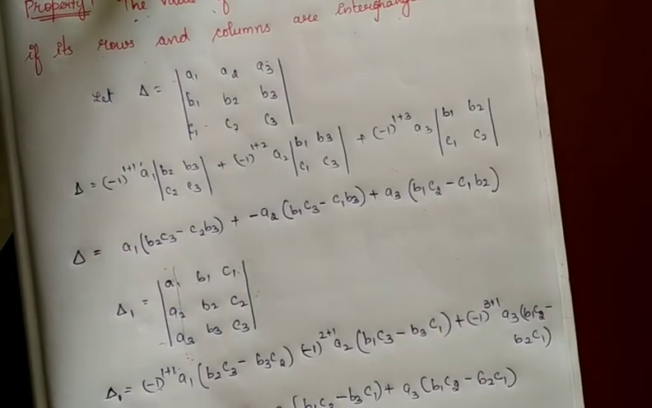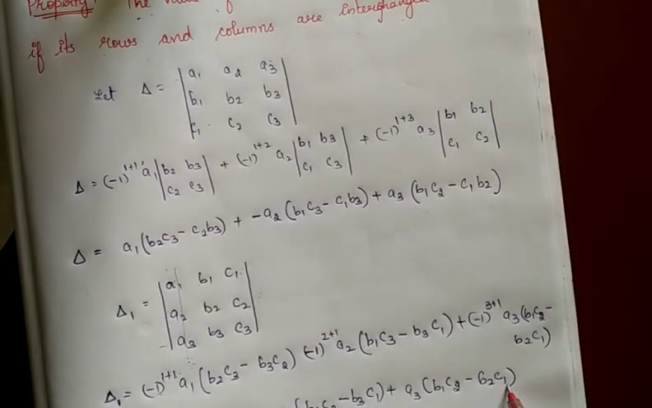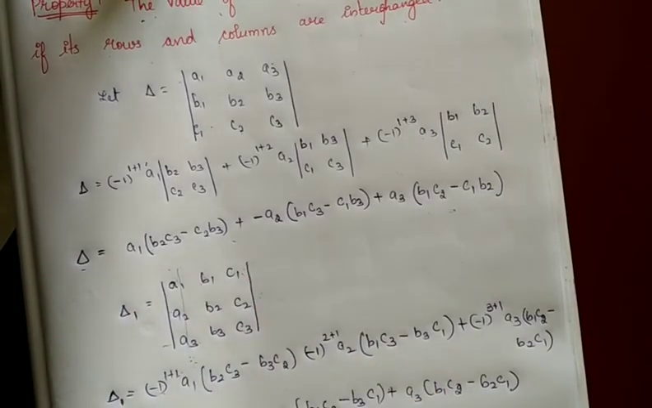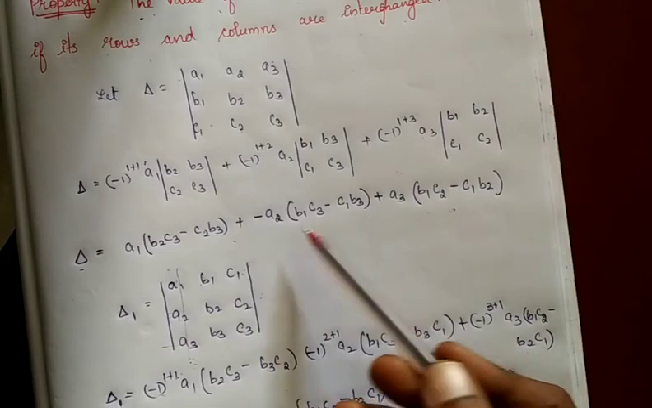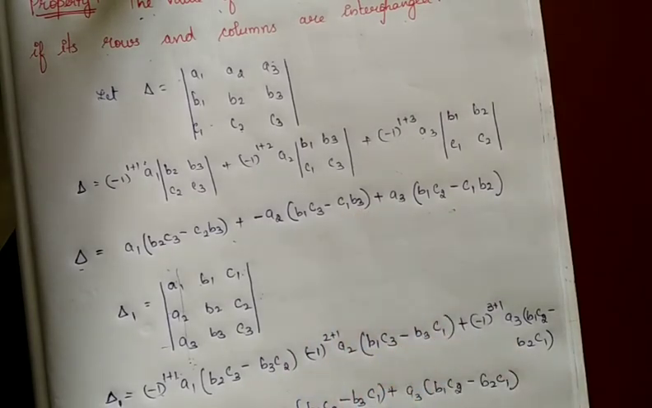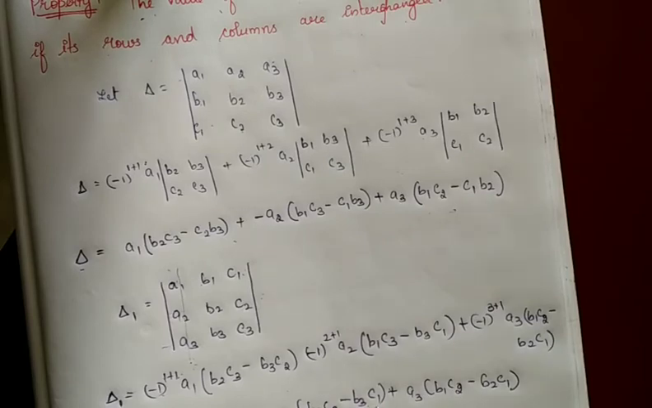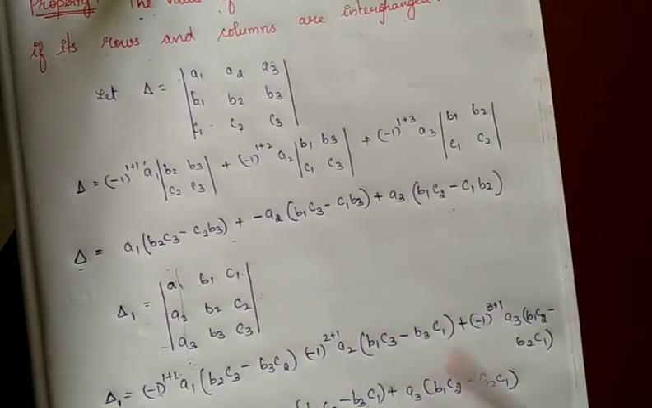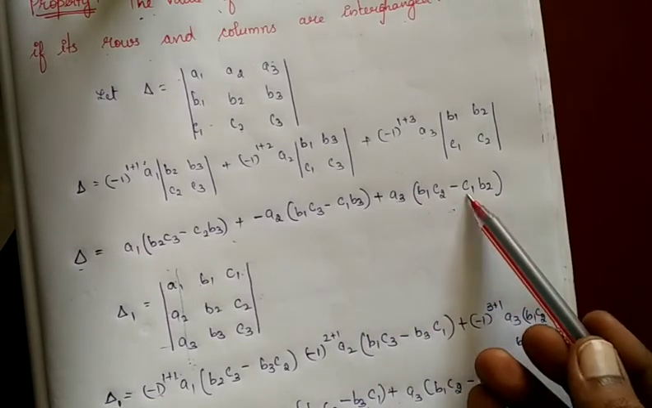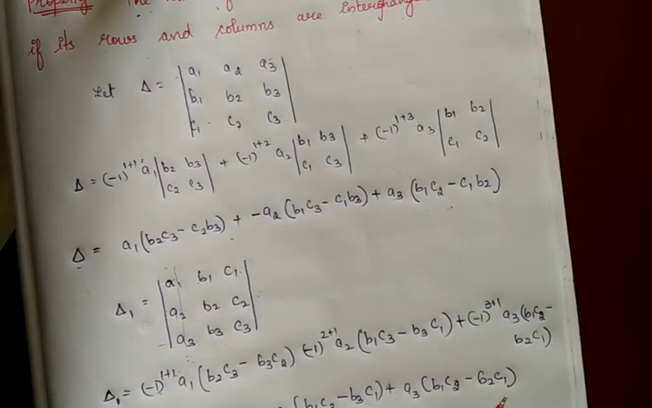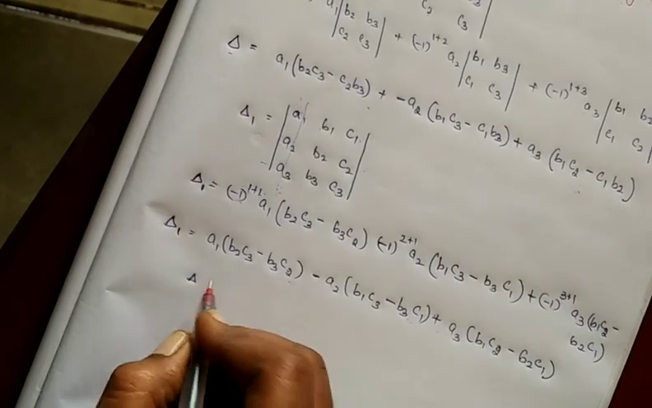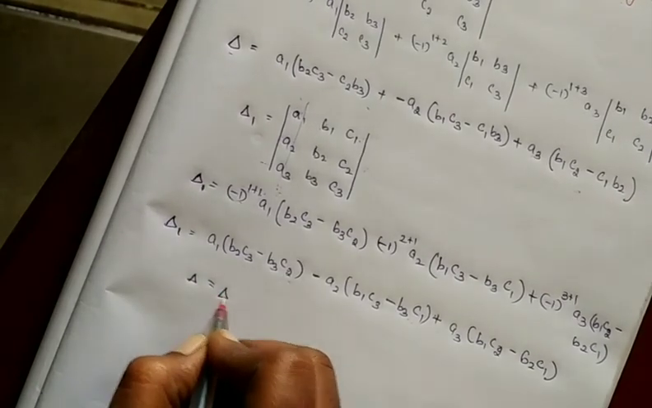Now let us compare the values of determinant 1 and the determinant. See that this value and this value are exactly equal. Here, minus a2 of b1 c3 minus c1 b3; here also a2 of b1 c3 minus b3 c1, only the order is interchanged. Plus a3 of b1 c2 minus c1 b2, the multiplication is the same. So these values are equal, and I can say that the determinant is equal to determinant 1.